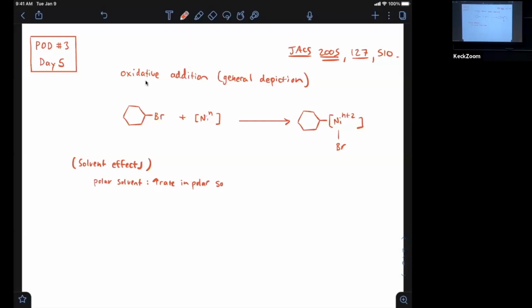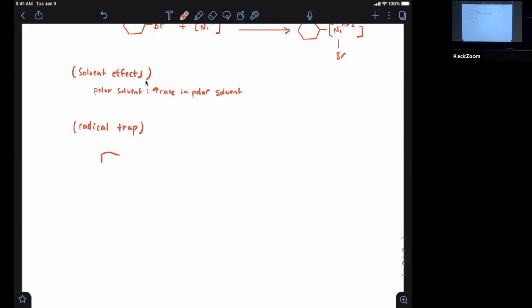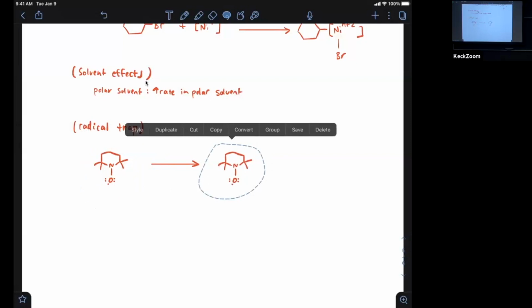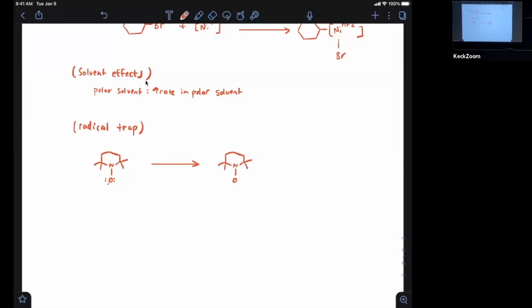I would also, are we talking about experiments to try? We could also do a radical trap to see if there's a chain mechanism occurring. What's a radical trap? Give me an example. Something like TEMPO, perhaps. Okay, so what would you expect to happen if you add TEMPO? Well, if it was that chain mechanism, you'd get the TEMPO adduct on cyclohexane, perhaps. If it was a chain mechanism, this might be able to trap, depending on the kinetics of trapping versus recombination. Yeah, in principle, this is a good idea.